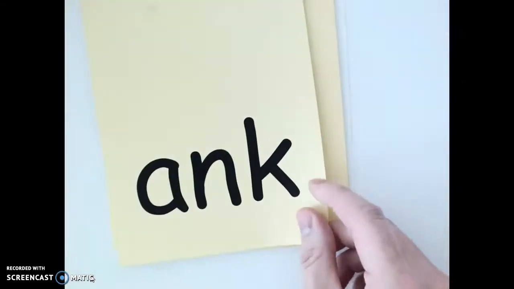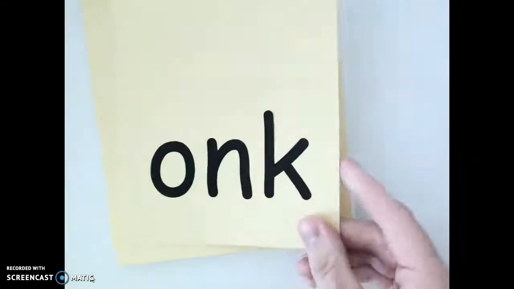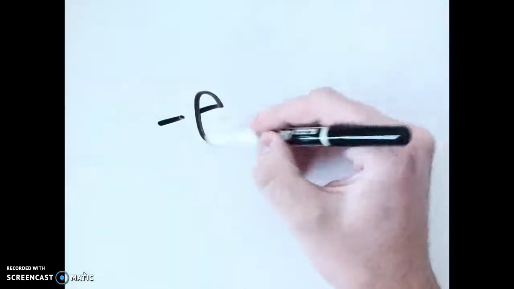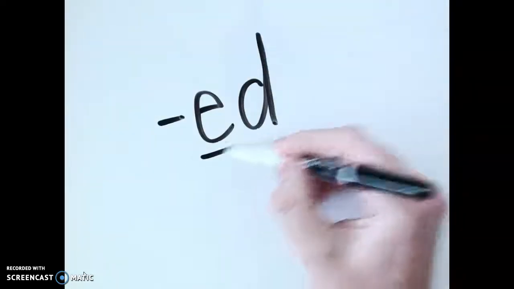We have ank, onk. Let's practice writing some of our sounds now. The sound of id. We know E-D says id at the end of a word, like in banded.